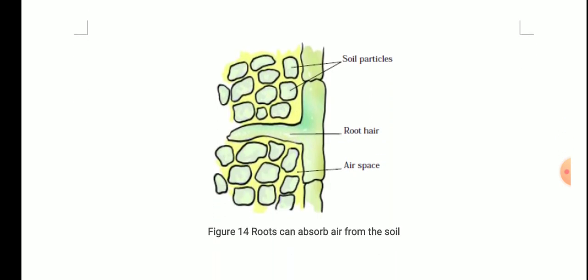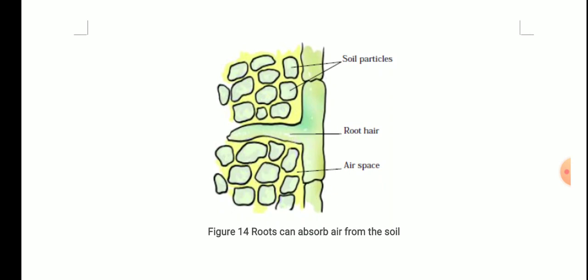You can see this diagram, which shows that roots can absorb air from the soil. Now you can see that soil particles are there, and there are a lot of spaces between them, and on the side you can see the root penetrating within the soil. Those spaces between the soil particles are called the air spaces.